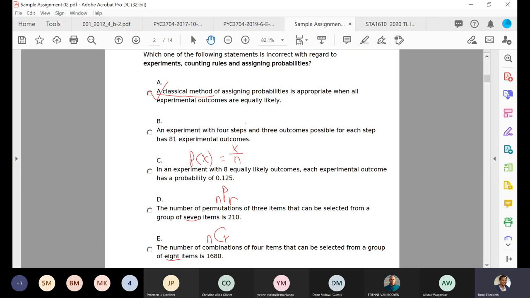Number B, the answer that they gave there, it's a mistake, because this is a multiplication rule. They want to know the possible outcomes for these steps, and they gave you four steps and three outcomes. So it means for every step, how many outcomes? If I do a combination of different steps, we can even draw a decision tree. So that will be n times n. I'm going to say n times n, because then it says 4 times 3 will give me 12.